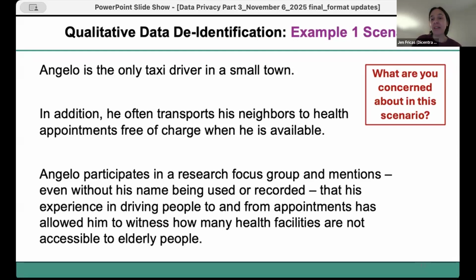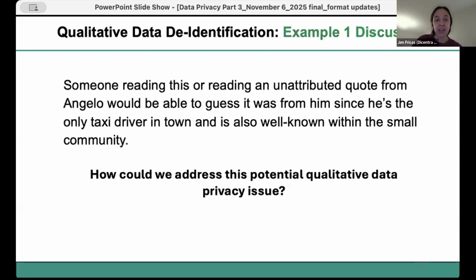Let's go on and talk about the discussion for this one, and then maybe people will have time to think about what we're talking about, what sort of things we're meaning for the second and third scenarios. So let's advance the slide to this discussion.